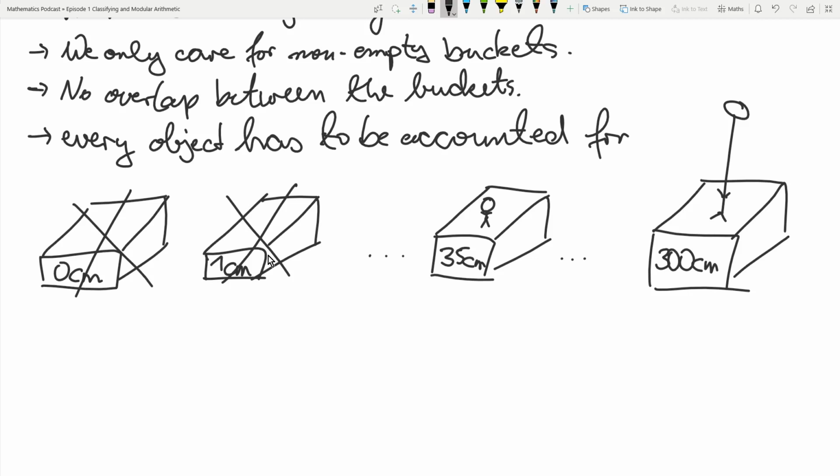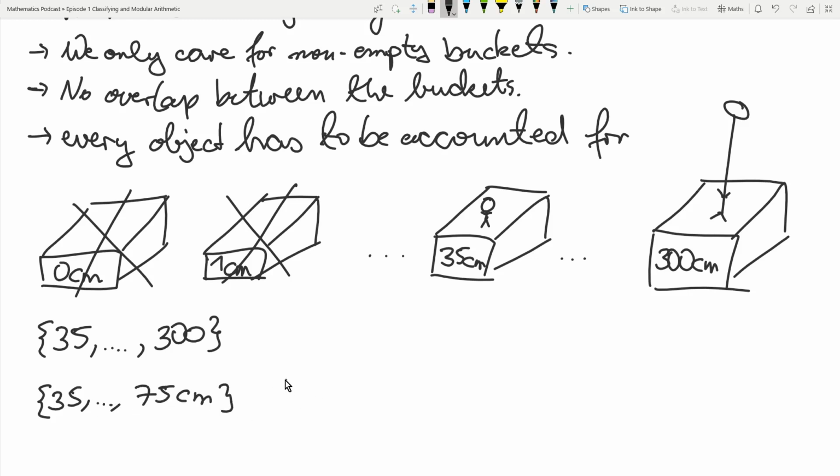But what kind of set did we choose? So basically we looked at height. So let's say 35 centimeters, I will drop the centimeter, up to 300. And we can cut them off after every single centimeter to get the buckets. But you could also have ranges. For example, you could have 35 centimeters up to 75 centimeters. And then 76 centimeters, sorry.